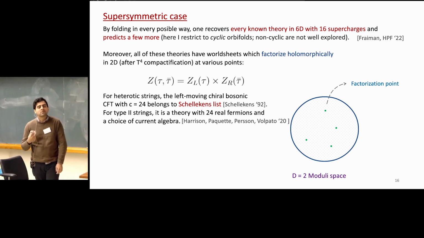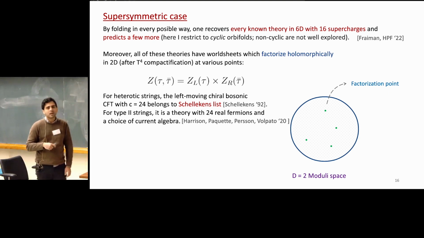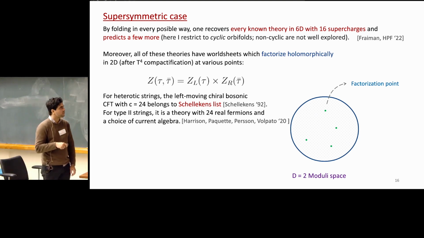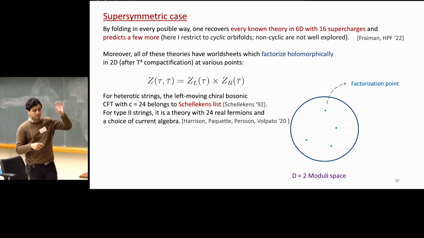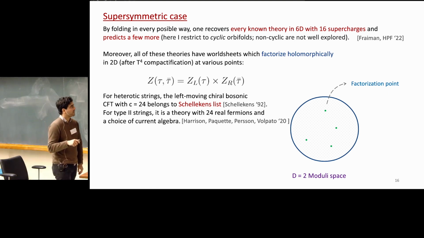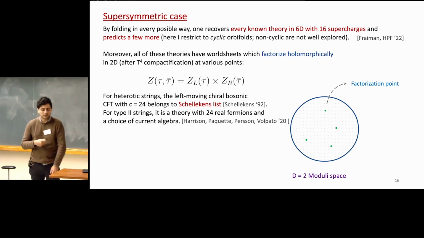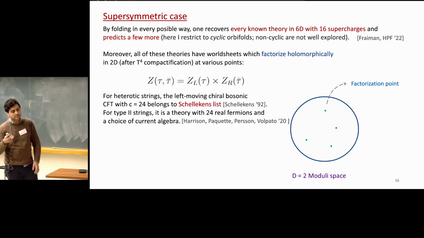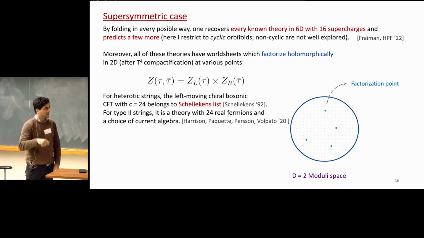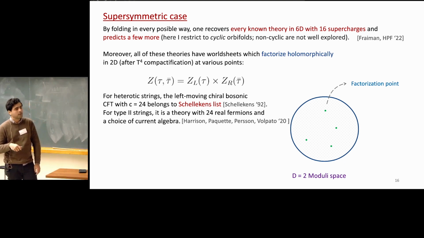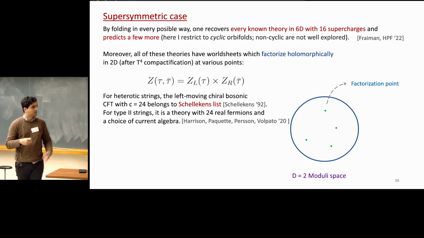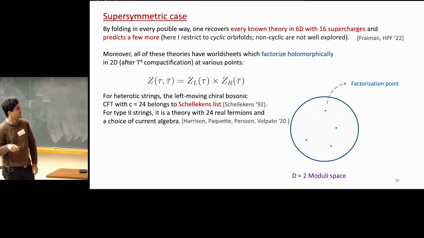And then you can say, okay, if a partition function looks like this, I have a potential for doing a classification, because this left-moving CFT, for consistency, has to be a bosonic CFT. In the case of heterotic strings, it has to be a bosonic CFT with central charge 24, and these were classified by Schellekens back in the 90s. And if it's type II, then you need c equal 12, and this has to be a theory with 24 real fermions and a particular choice of current algebra. And you can see some nice things about these tensor products in this relatively recent paper.